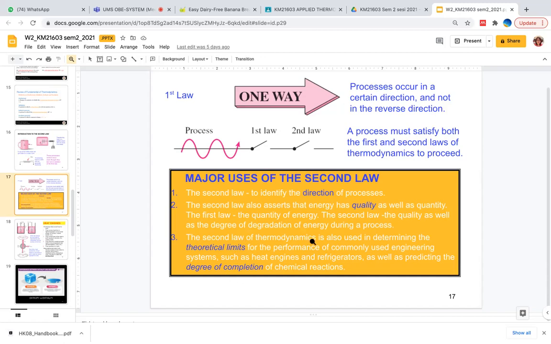The second law of thermodynamics is also used in determining the theoretical limits of performance of commonly used engineering systems, such as heat engines and refrigerators, as well as predicting the degree of completion of chemical reactions.